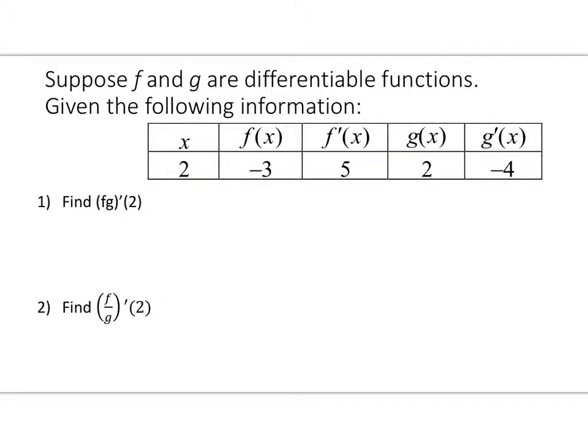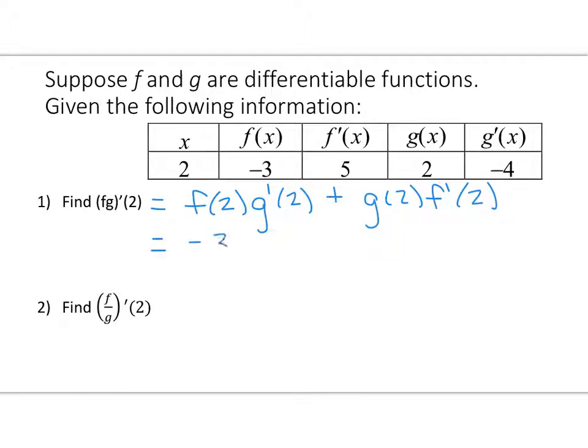Now we can also use our product and quotient rules if I'm given a table of values. I don't necessarily have to have the whole function. So here I'm told that when x is 2, f of x is negative 3, f prime of x is 5, g of 2 is 2, g prime of 2 is negative 4. So if I want to find the derivative of f times g at 2, I'm going to have to do, again, product rule. First times derivative of the second plus second times derivative of the first. And then I can use my table to fill in those values.